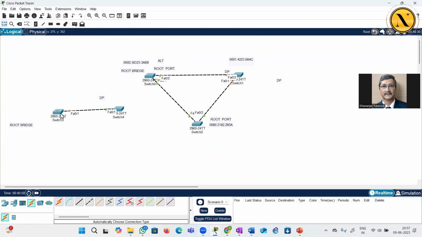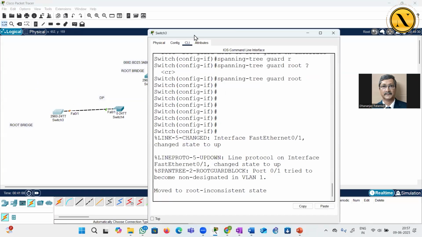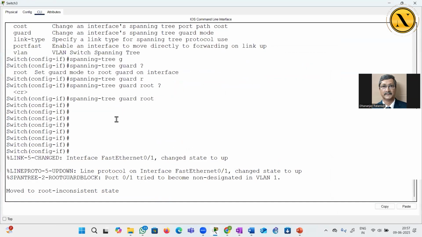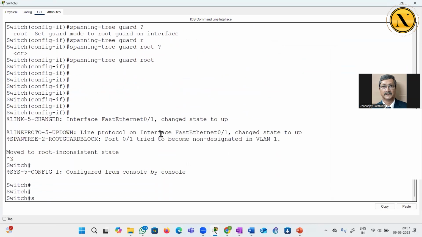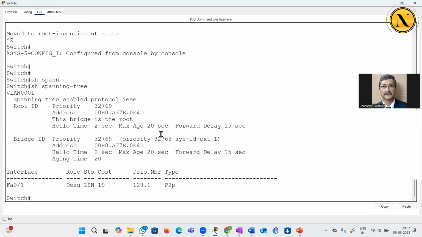Root guard, spanning tree guard root. What's the command? Go on the first port, whichever port, right? On whichever port you think this can happen, go there and start giving this command: spanning tree guard root. Okay, so show spanning tree.